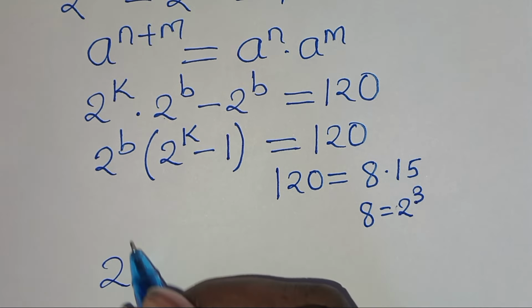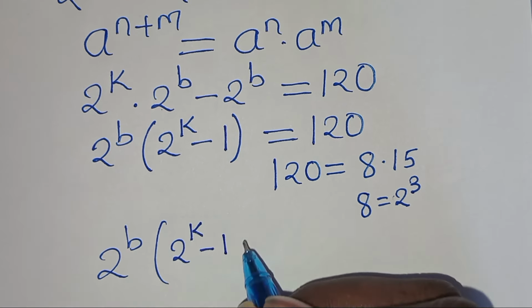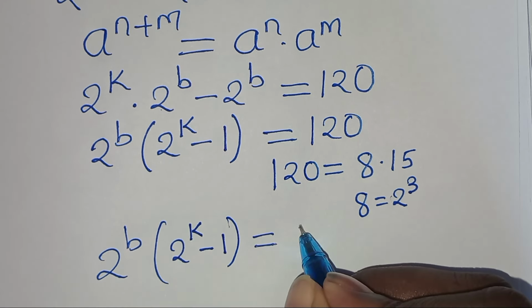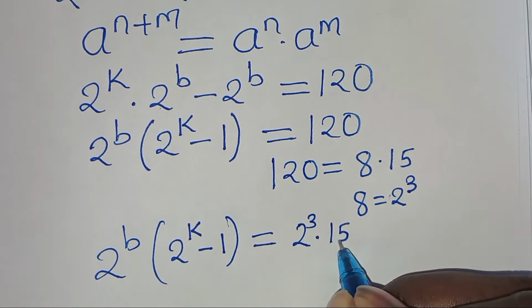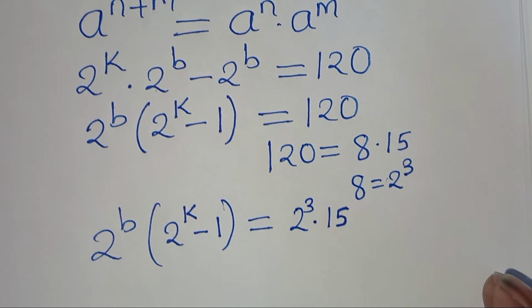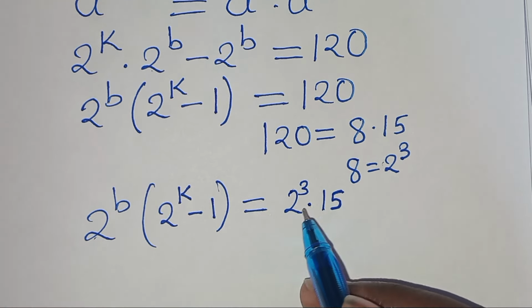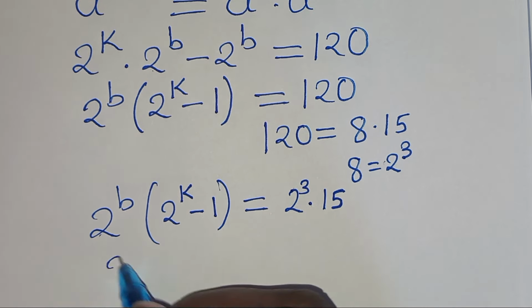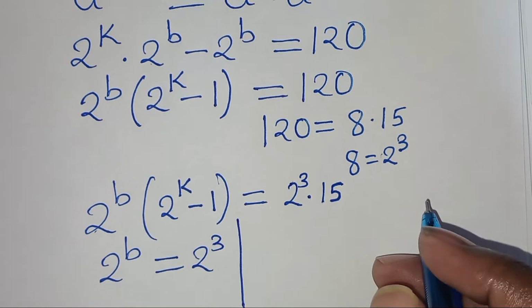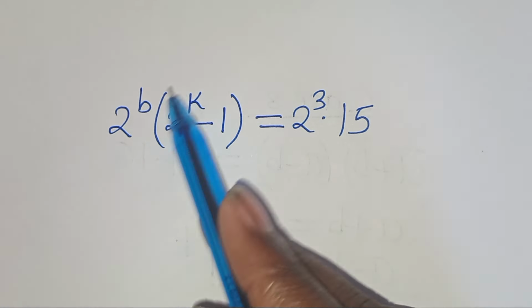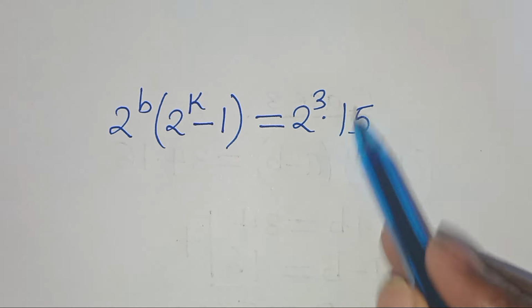And therefore, we have 2 to the power of b into the parentheses. This is 2 to the power of k minus 1. This is equal to 8, which is 2 to the power of 3, multiplied by 15. Now, this implies that we can compare 2 to the power of b and 2 to the power of 3 here, so that we have 2 to the power of b. This is equal to 2 to the power of 3. Now we have 2 to the power of b into the parentheses, 2 to the power of k minus 1, close the parentheses. This is equal to 2 to the power of 3 times 15.